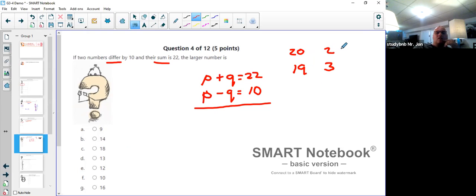What happens when you subtract these numbers? What's 20 take away 2? 20 take away 2 is 18, right? We need the difference to be 10 when we subtract them. 19 take away 3 is 16.